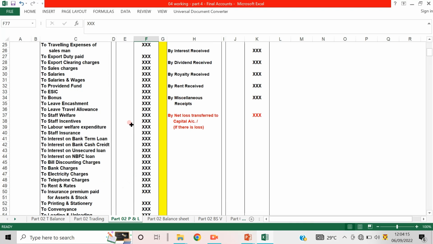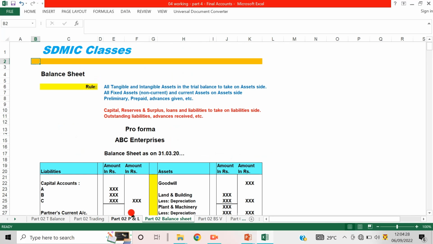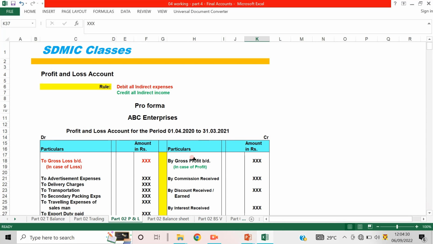Whereas if this expenditure is more than the gross profit and the other income, then there will be a net loss to the company, and that will be carried forward to the capital account. And this is called a T form of trading profit and loss account.